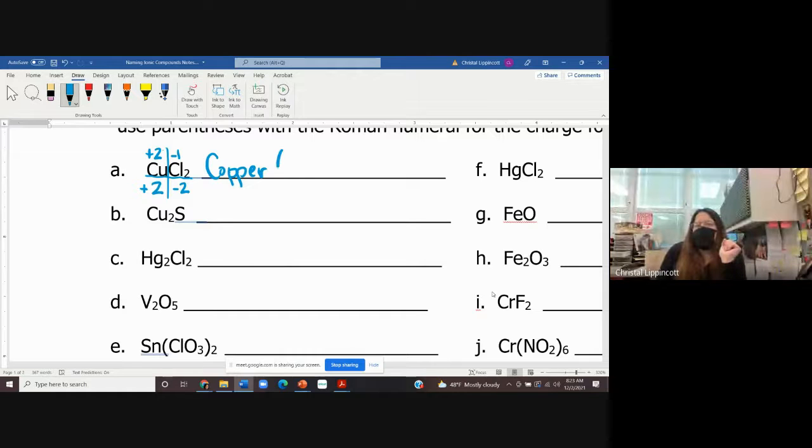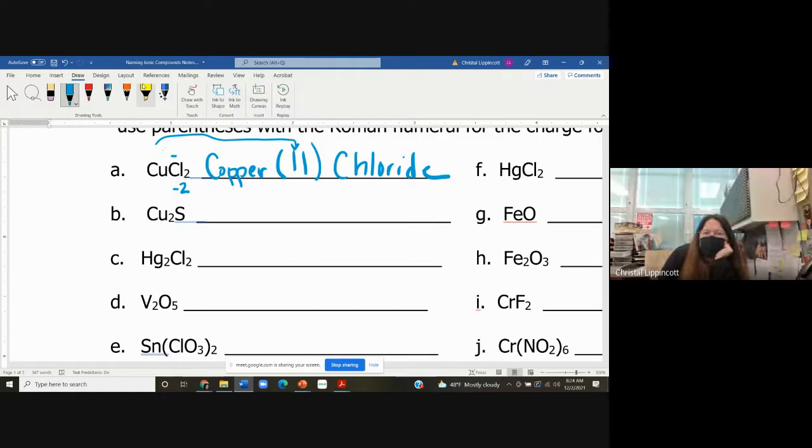Okay? So then in Roman numerals, you're going to write that 2 in Roman numerals. And then you just finish this out the way I was showing you before. Does that make sense? So always start, when you're trying to figure out the numbers, always start with your anion because it's only got 1 option. Does that make sense? All right, so let's do the next one together and see how it works.